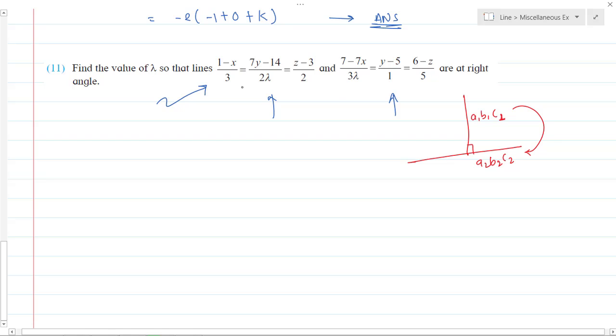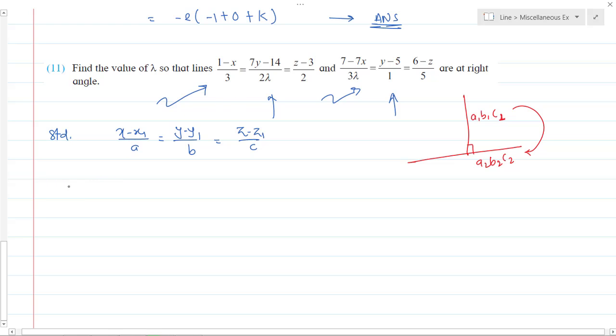Because boss, this is not in standard form. What is the standard form of equation? Standard form is (x minus x1)/a equals (y minus y1)/b equals (z minus z1)/c. And if you observe, the coefficients of x, y, z are what? Plus 1.